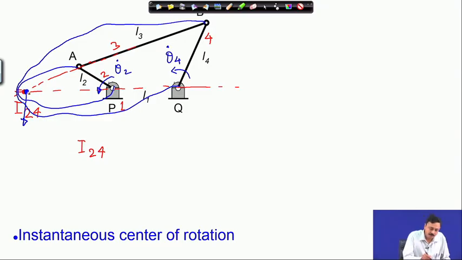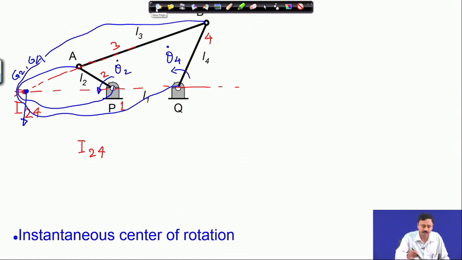So, velocity of a point G 2 and G 4, G 2 belongs to link 2 and G 4 belongs to link 4 or an extension of link 4. So, these 2 points will have the same velocity, same magnitude, same direction. These are the coincident points, one belonging to link 2, the other belonging to link 4. So, that is I 2 4, that is the significance of I 2 4.